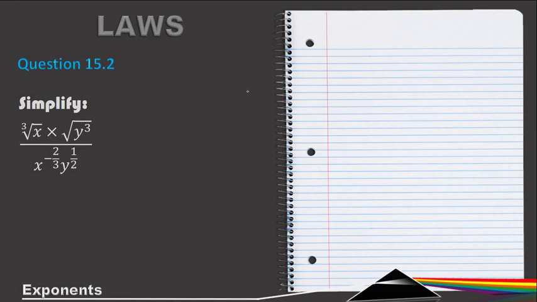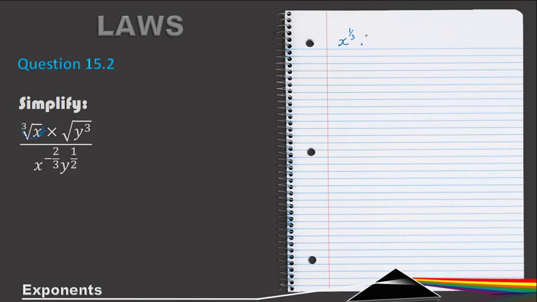For question 15.2. Now, the first thing I want to do, I see a lot of x's and y's, so I want to put everything in exponential form. This is still in its root form, so the first thing I'm going to do is write x to the power of 1 over 3. Remember, there's an imaginary 1 there, so I can divide it with the 3 to put it in exponential form.